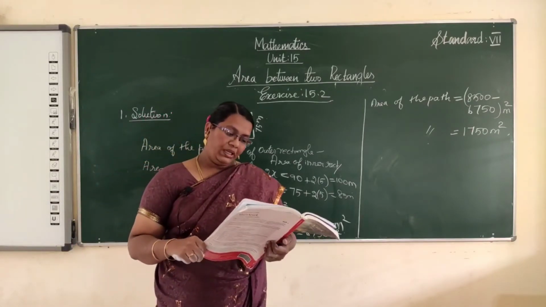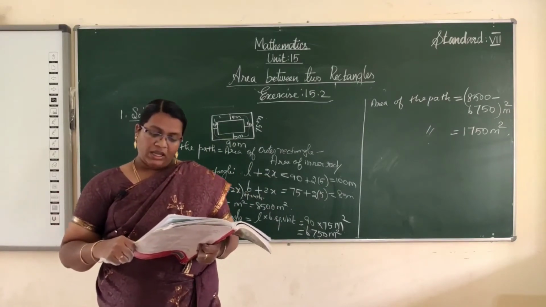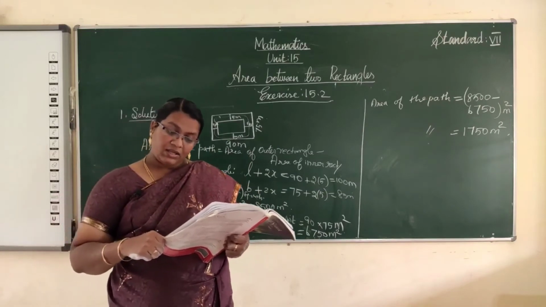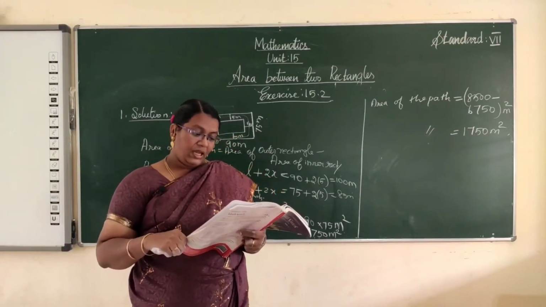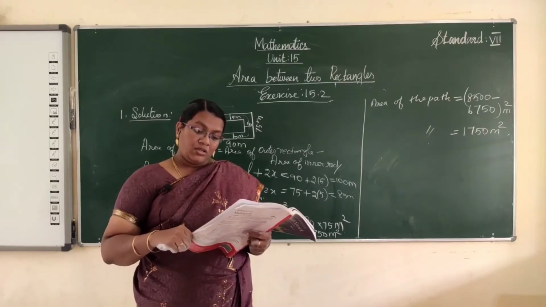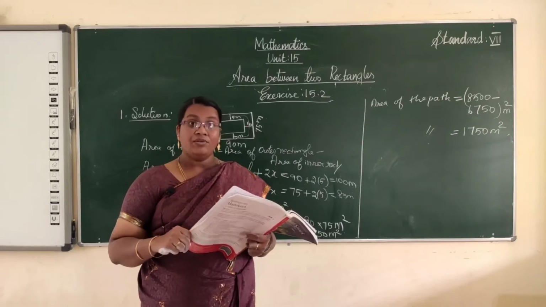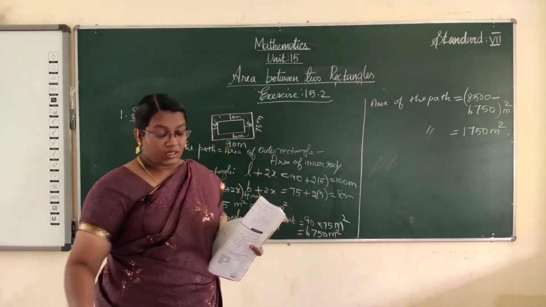So the outer length and breadth of the painting is given. Values are given, and then if there is a margin of 8 centimeter width all around the painting, find the area of the actual painting. So here you have to find out the actual painting area only. You have to find out only the painted area. Okay? See this problem.